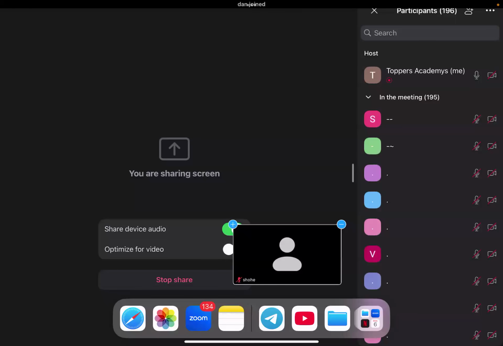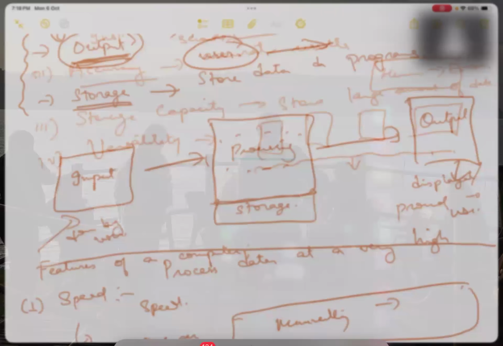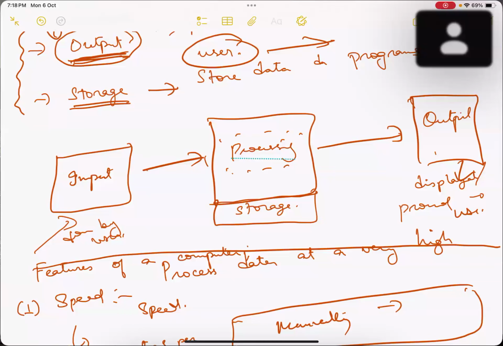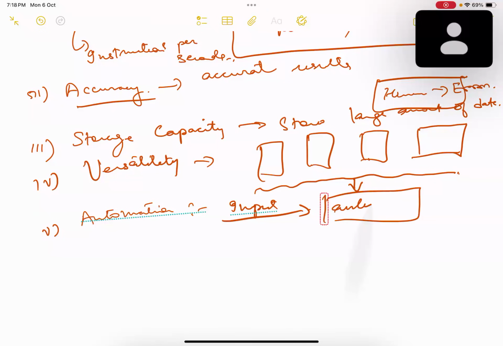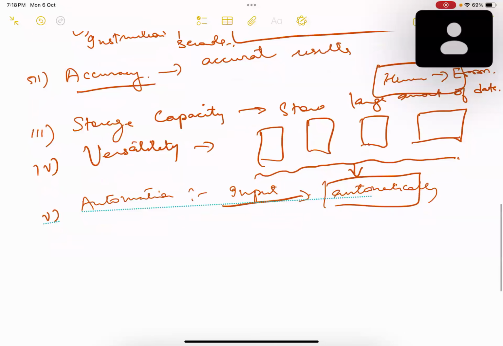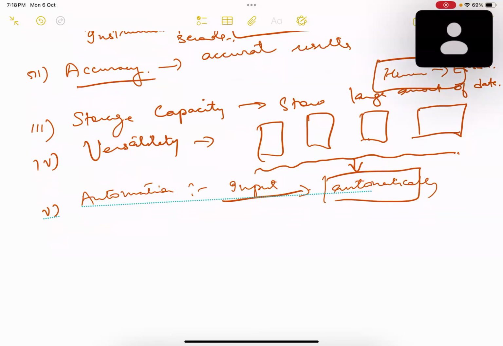Now let's come to the fifth point, which is automation. We all know once you provide the input to the computer system, it will function automatically. Whatever task it has to do, it will perform as per the instructions given to the computer. So another feature is automation. If there's work that requires automated work, you can take those things with the help of a computer system.